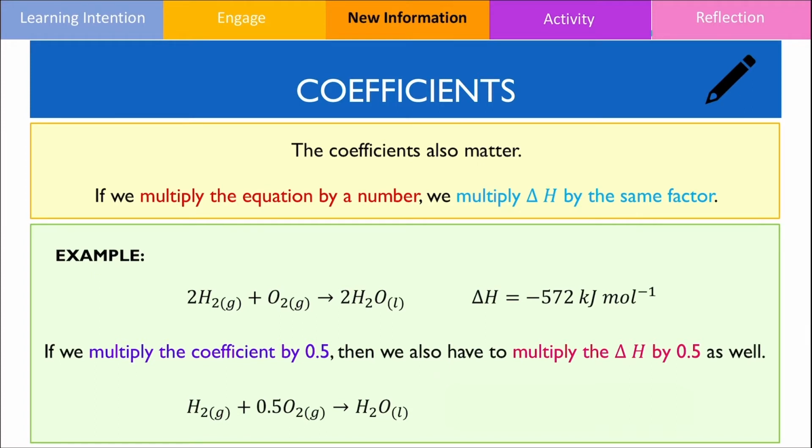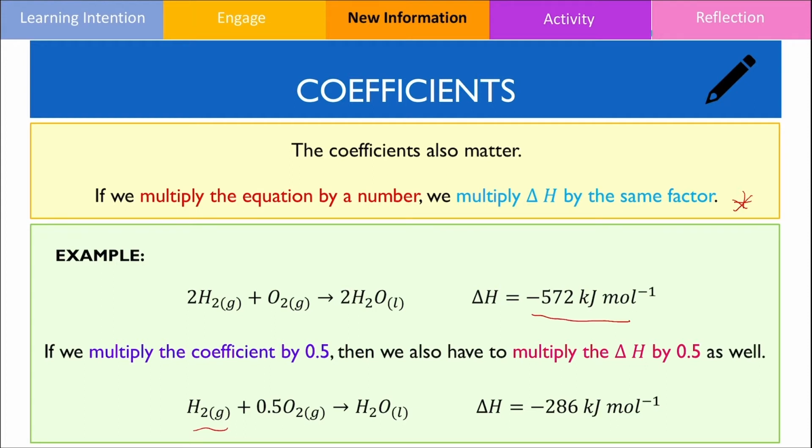Because this equation now involves 1 mole of hydrogen gas rather than 2 moles, you'd expect the heat release for 1 mole of hydrogen gas to be half of 572. Hence, if we multiply delta H by 0.5, the heat release for 1 mole of hydrogen gas will be equal to 286 kilojoules per mole. The main take-home message of this slide is to always apply the same changes to delta H if you're multiplying or dividing the coefficients in a chemical equation.